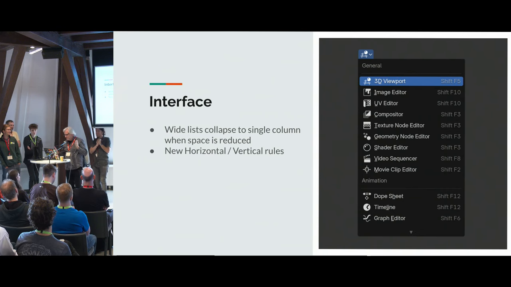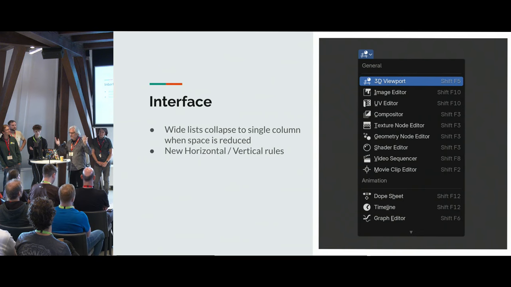We're now collapsing wide lists to single columns, which helps if you have limited space on a laptop, say. We're now adding rules, that means horizontal and vertical lines that can break up the interface.